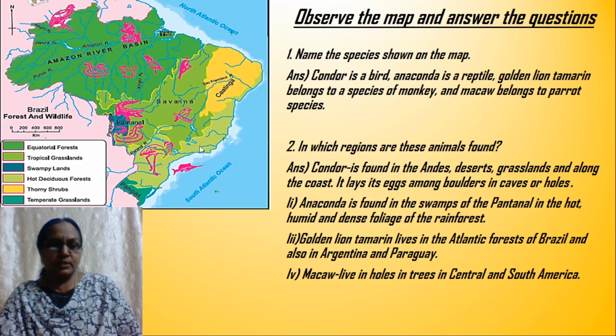Thorny shrubs. Very clear here along the northeastern part of Brazil. This is the rain shadow region of the escarpment. Thorny shrubs, this region is also called the Caatinga. The next one is temperate grasslands. Temperate grasslands in Brazil are known as the pampas. Observe the animals also here.